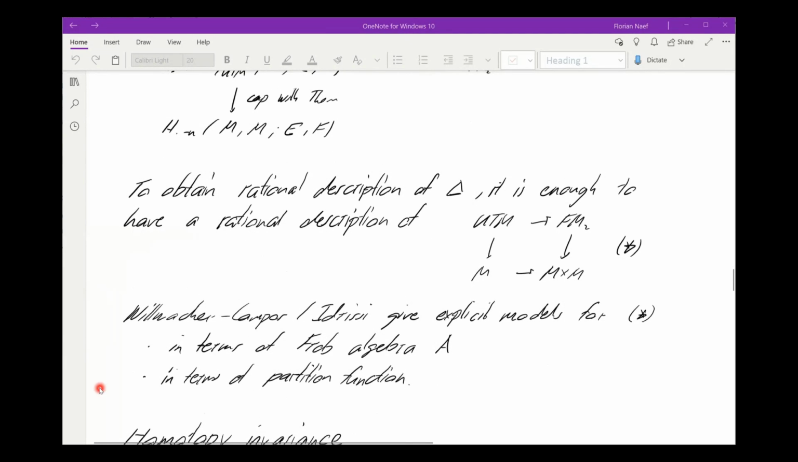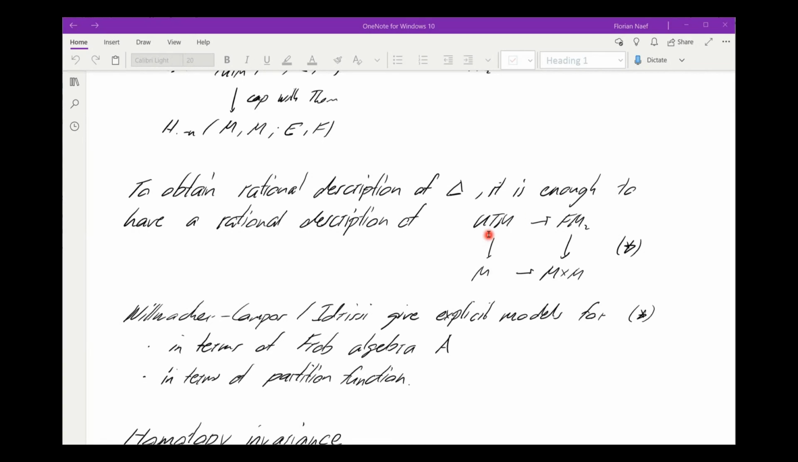And yeah, it turns out that these diagrams of spaces, or all these configuration spaces of points, have been studied in work of Willwacher, Campos, and Idrissi, and they give explicit models of all these configuration spaces of points together with all the maps between them that one could basically wish for. In particular, that's just a very small part of what they get models for.